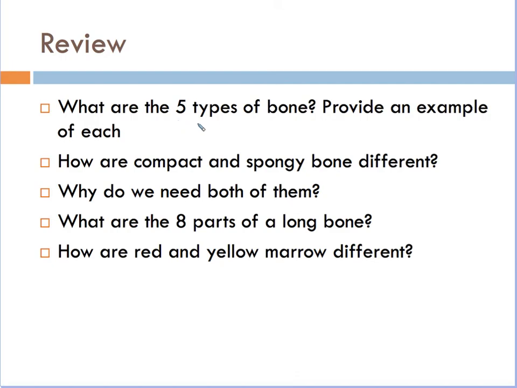Here are your review questions. There are 5 types of bones. Give me the 5 types and give me an example of each. How are compact and spongy bone different? Why do we need both of them? What's the importance? Name the 8 parts, and how are red and yellow marrow different? Make sure you can do that.